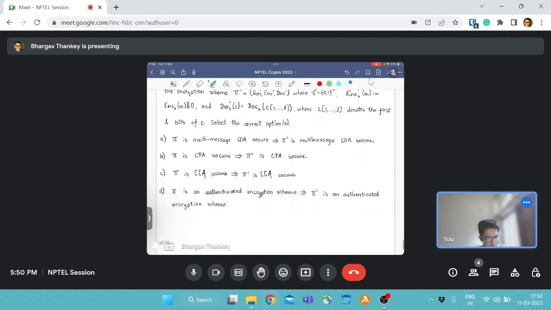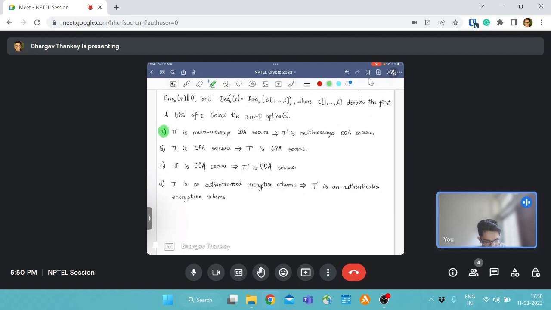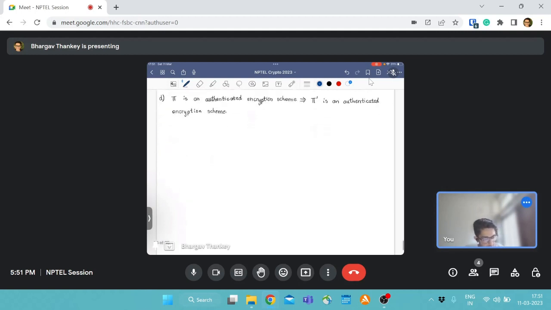So the correct options are A and B. Let's see why. Since we are short of time, I'll just show you why B is correct. The proof for why A is correct is similar. What we'll do is use reduction. We'll show that if there exists an adversary for Π', we can use it to construct an adversary for Π.